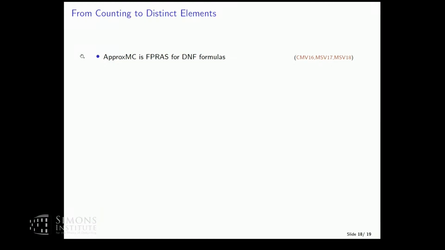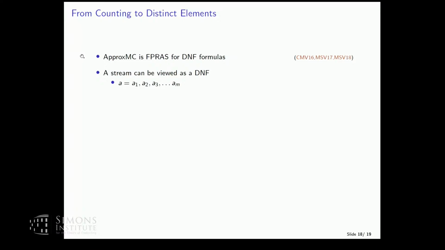Okay, so first is the algorithm that I started with for counting that also turns out to have an FPRAS for DNF. So if you start with the DNF formula, you get an FPRAS. FPRAS is fully polynomial randomized approximation scheme.